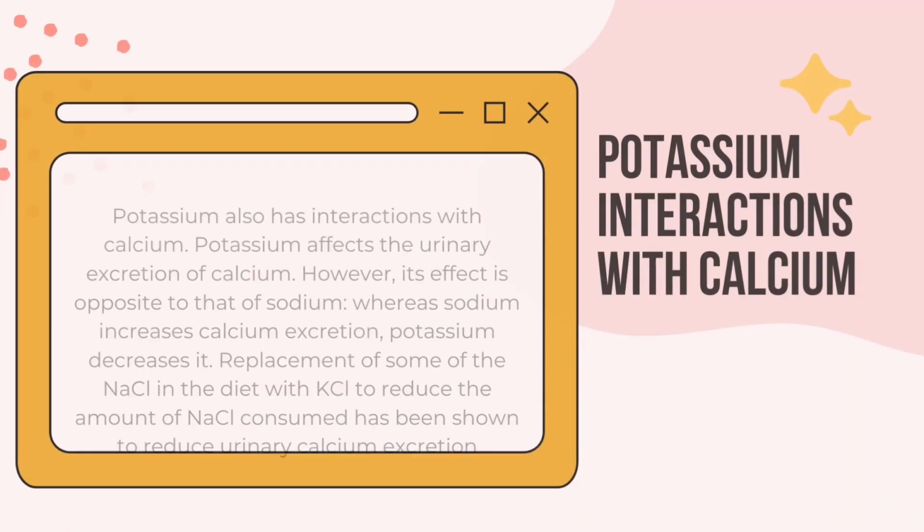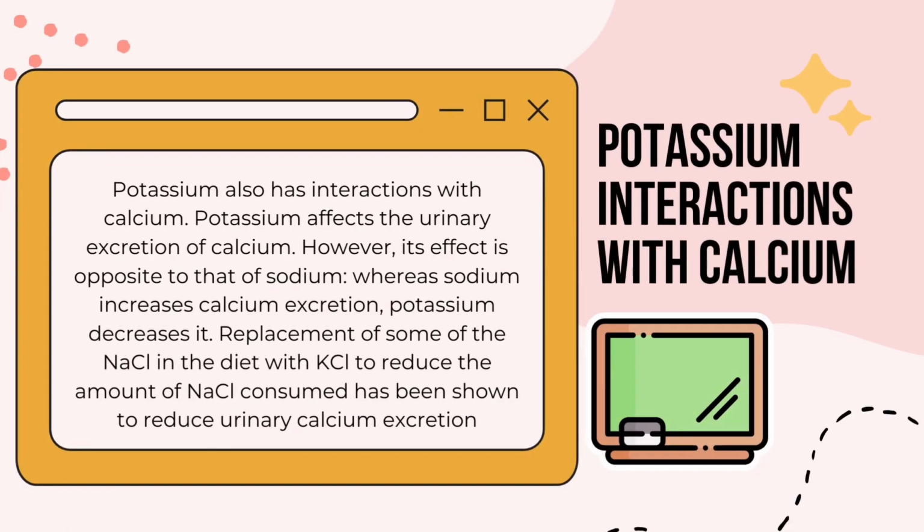And now we are talking about potassium interaction with calcium. Potassium also has interaction with calcium. Potassium affects the urinary excretion of calcium. However, its effect is opposite to that of sodium. Whereas sodium increases calcium excretion, potassium decreases it. Replacement of some of the NaCl in the diet with KCl to reduce the amount of NaCl consumed has been shown to reduce urinary calcium excretion.